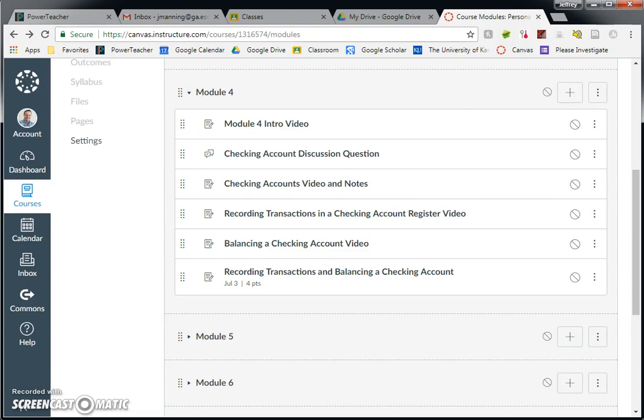So in Module 4, it is all about checking accounts, and you're going to not only learn a little bit about what a checking account is and some of the advantages and disadvantages of a checking account, but we're also going to talk about how to keep track of the money that you have in a checking account. So basically, when you are spending money out of a checking account or whenever you are depositing money into it, how do you keep track of those two activities so that you always know how much is in there and that you know how much you can spend, okay?